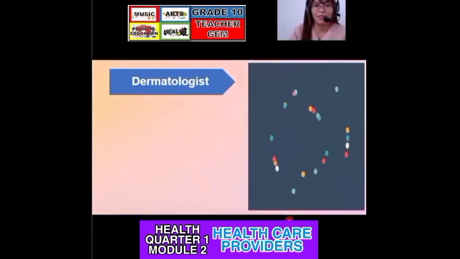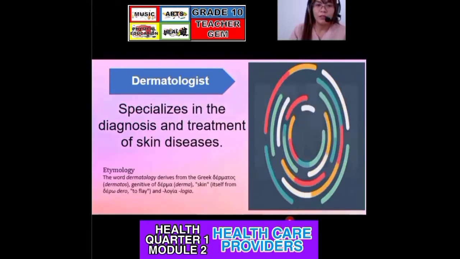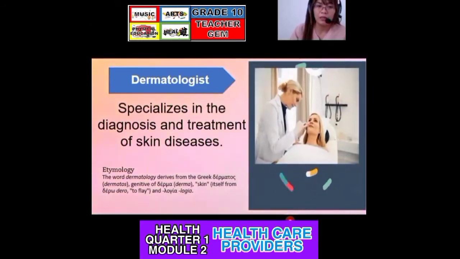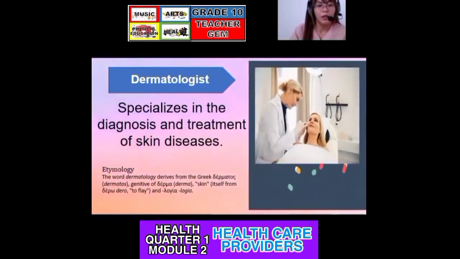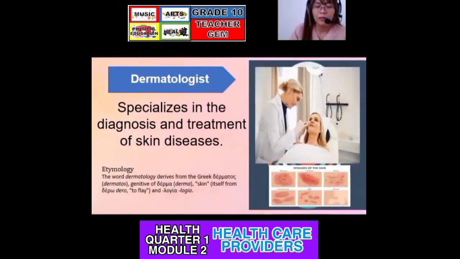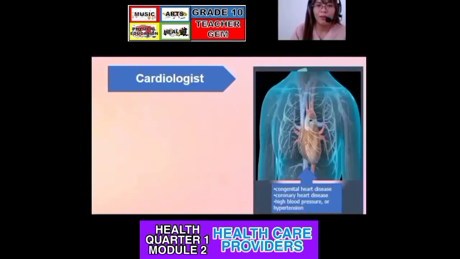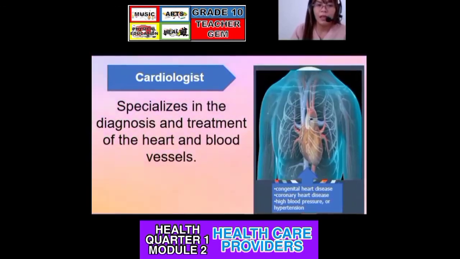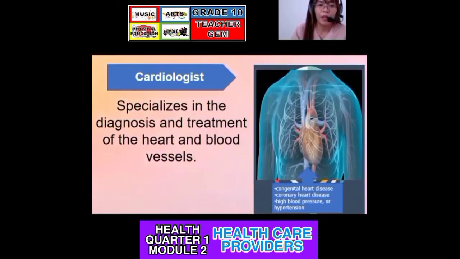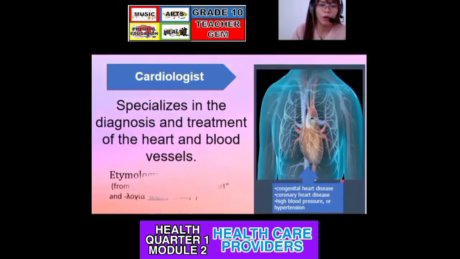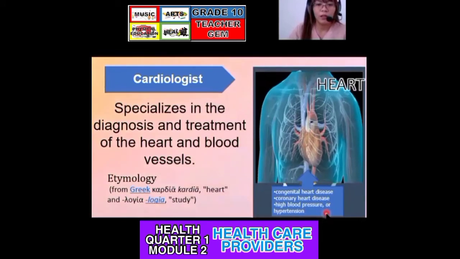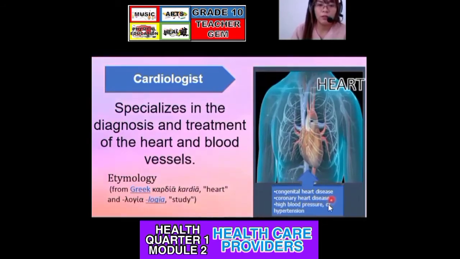Next, we have the dermatologist. A dermatologist specializes in the diagnosis and treatment of skin diseases. So they treat skin diseases. Next, we have the cardiologist, who specializes in the diagnosis and treatment of the heart and blood vessels. So they are focusing on our heart. What are some significant diseases? We have congenital heart disease, coronary heart disease, high blood pressure, or hypertension.